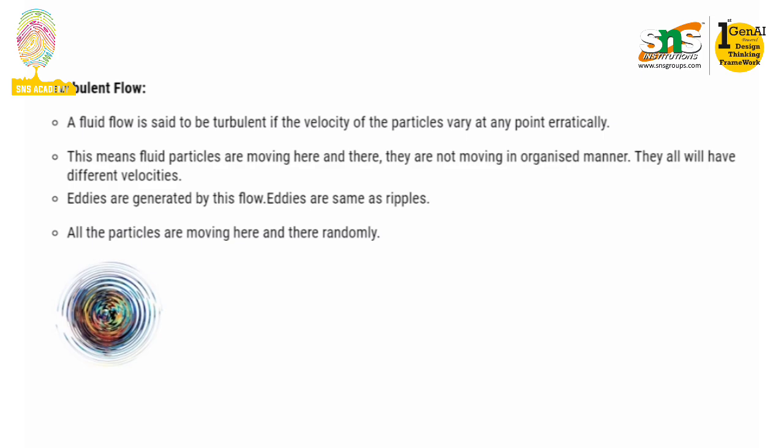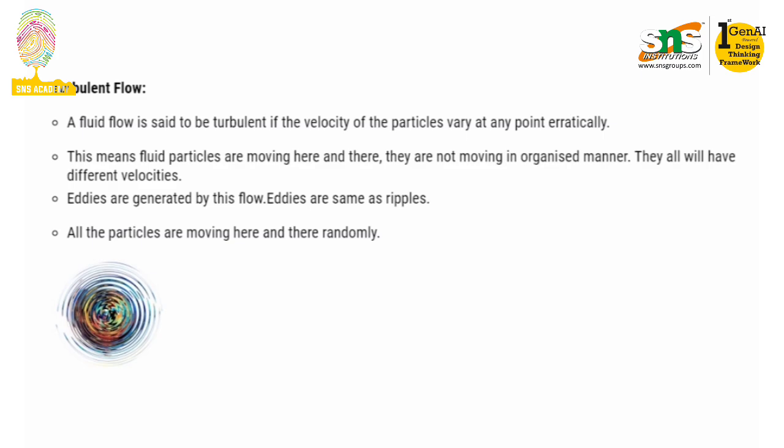This fluid flow is said to be turbulent because the velocity of the particles will vary at every point, and these fluid particles are moving here and there, and they are not moving in an organized manner. So the mixing will happen between the fluids so that eddies are generated by this flow. Eddies are the same as ripples. All the particles are moving here and there randomly, so we call this turbulent flow.